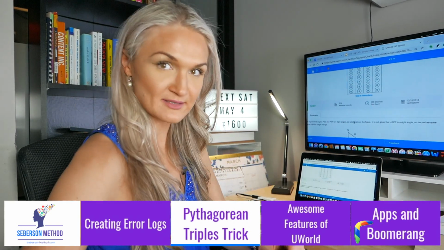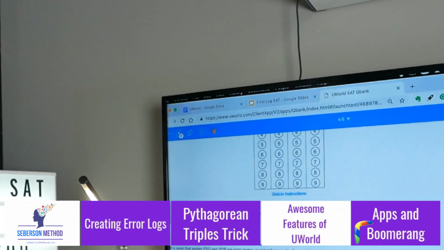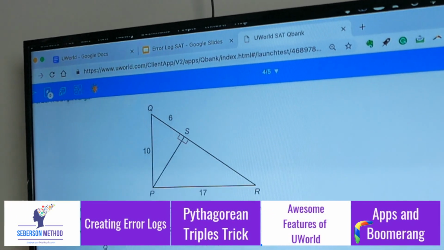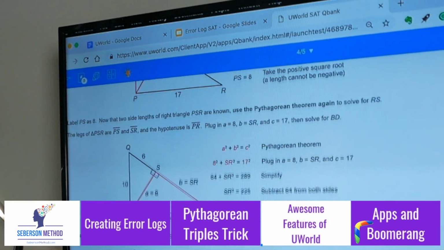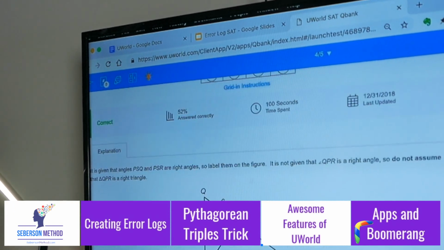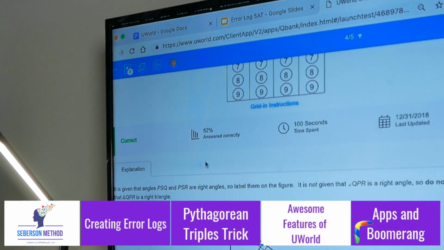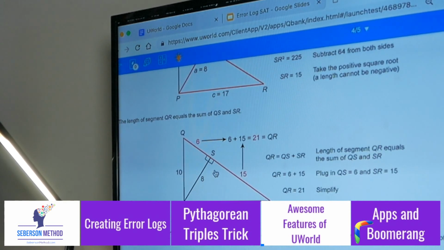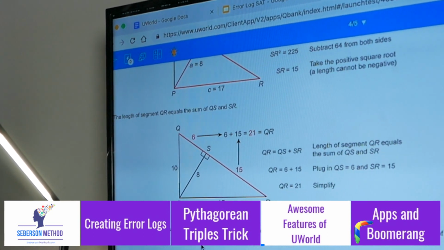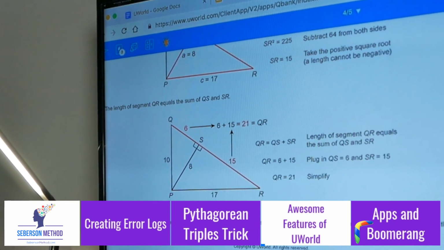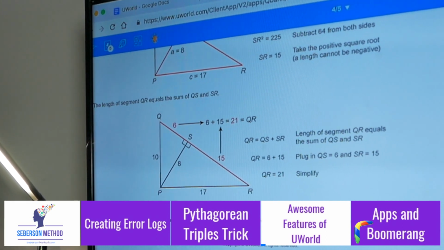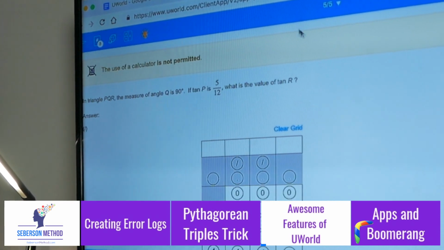All right, back to the main topic, the UWorld. So do you see how they give you a fantastic explanation? It's very detailed. Sometimes there's an explanation and an alternative explanation. And then obviously things to remember. Pythagorean states that this and there are blah, blah. All right, next, our last question, guys.